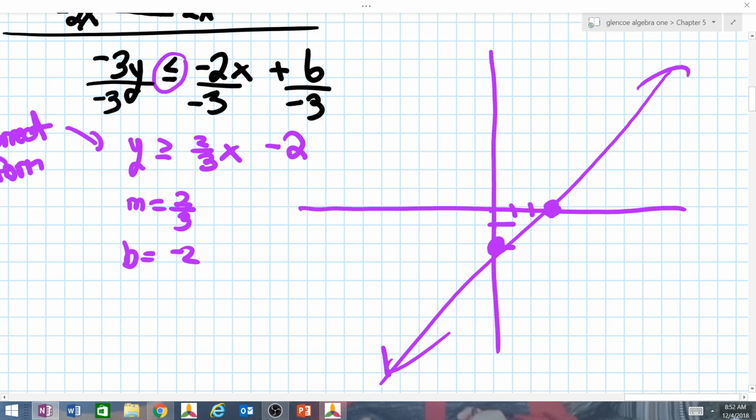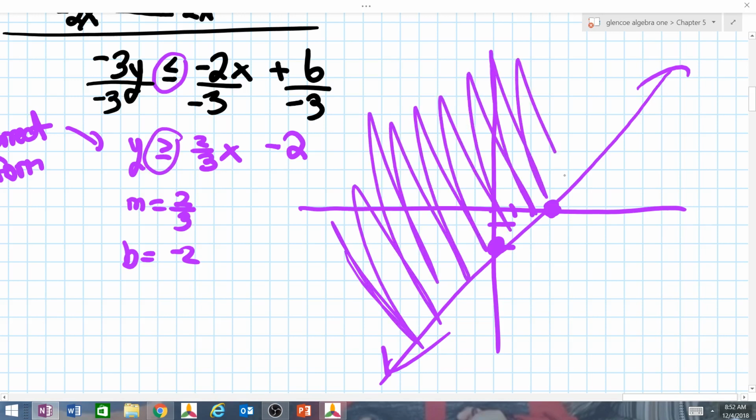Okay, so now my final answer here is greater than or equal to, so which way should I shade, above or below? And that, my friends, is how you do it. That's it. It's pretty easy.